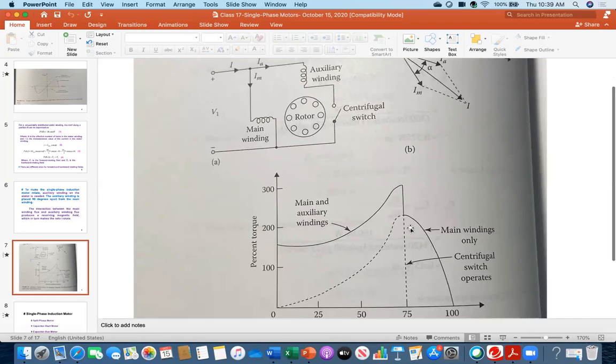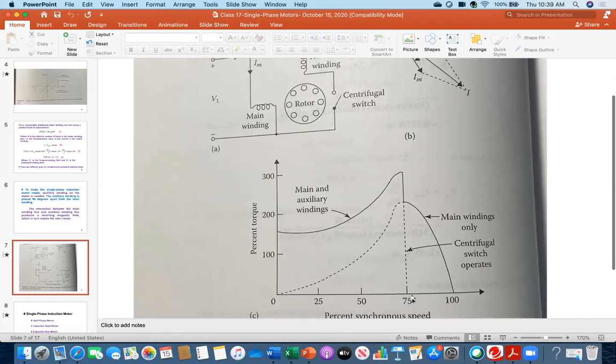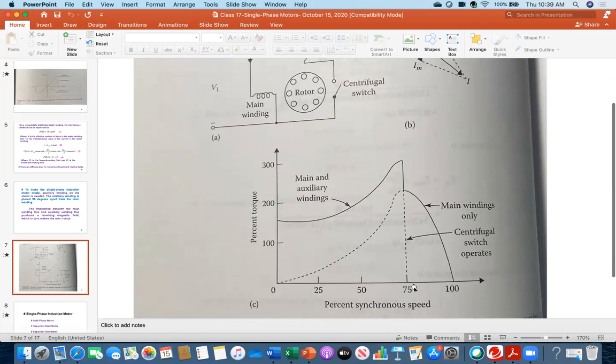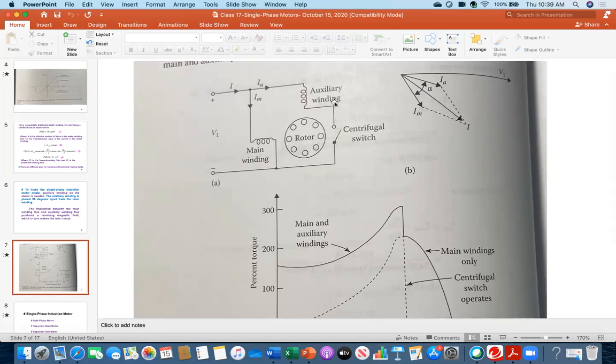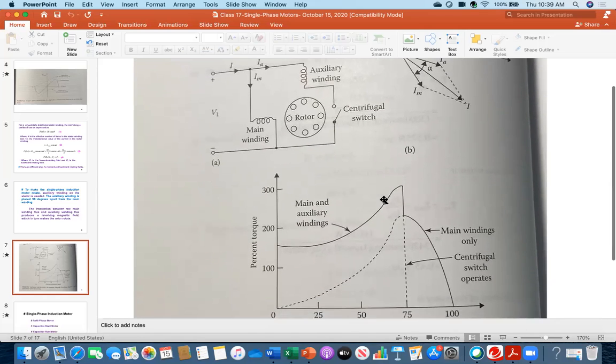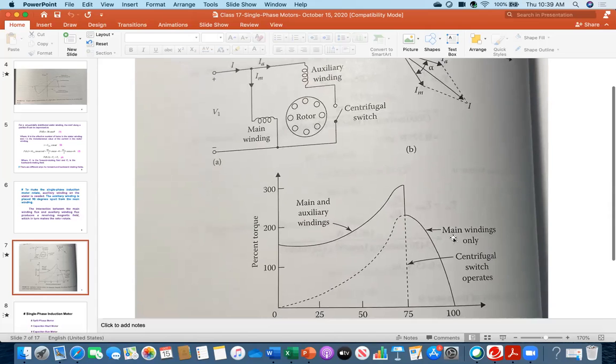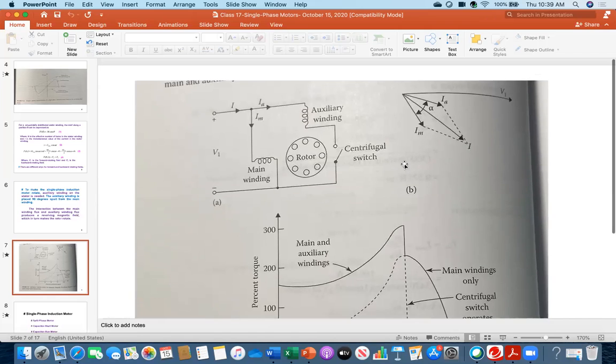And once it gains 75% of the synchronous speed, at this point you open the switch. You don't need this one. So then only the main winding is working. That is the meaning.